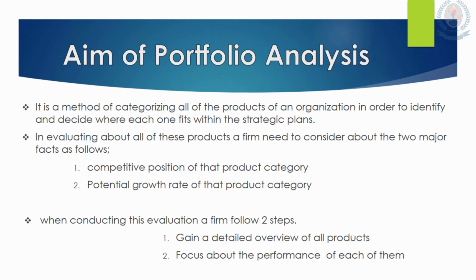And when we are doing this categorizing, we need to consider the competitive position of each product and their potential growth rate as well. So before doing this categorization, products need to be evaluated in detail. So it is useful to identify the competitive position of each type of product and the potential growth rate as well. This evaluation is done in two steps.